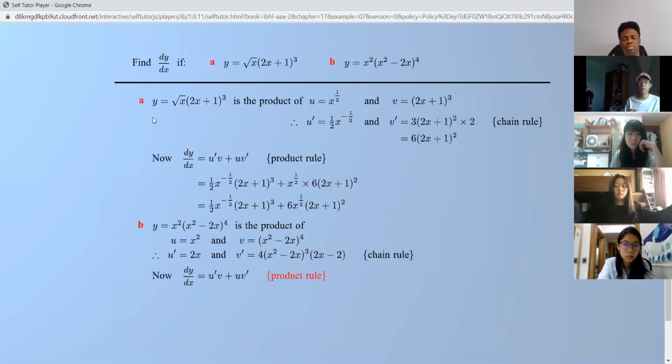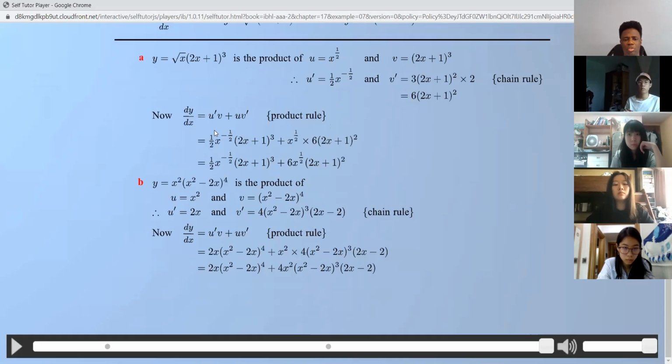We can now use the product rule to find dy by dx. We carefully write down u dashed times v plus u times v dashed. Then tidy the expression using more concise algebraic notation.